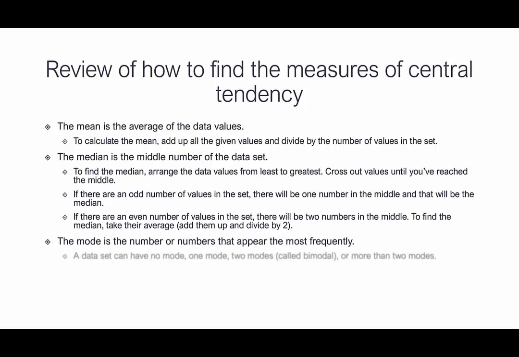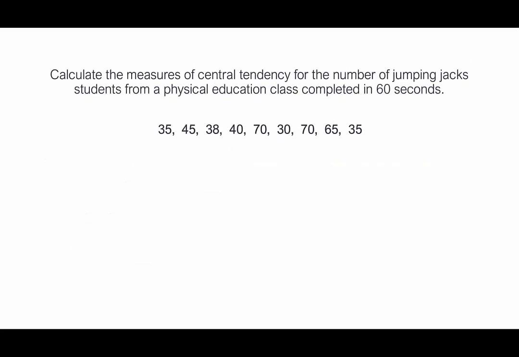Last, we have the mode. The mode is the number or numbers that appear the most frequently in the set. The funny thing is that a data set can have no mode, it can have one mode, two modes, which is called bimodal, or more than two modes. So there can be all different sorts of combinations of modes that we'll see. Let's look at some examples.